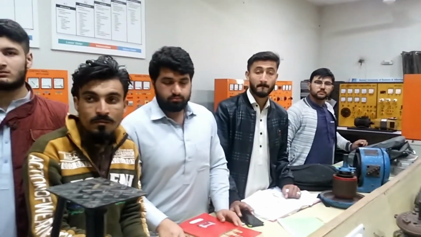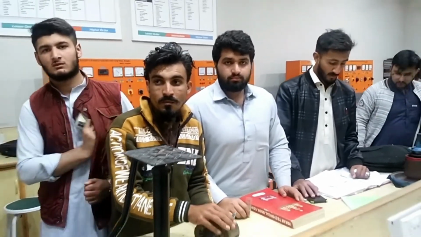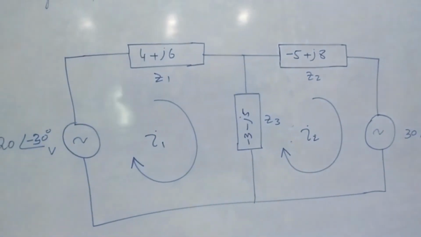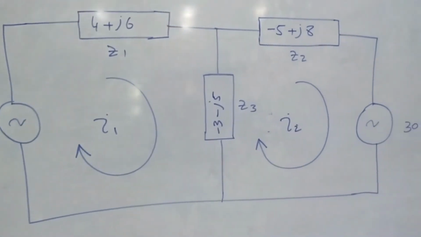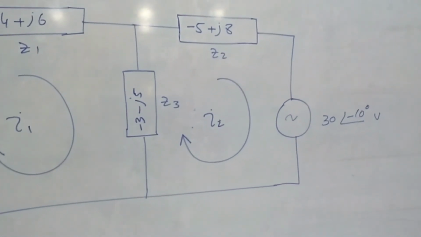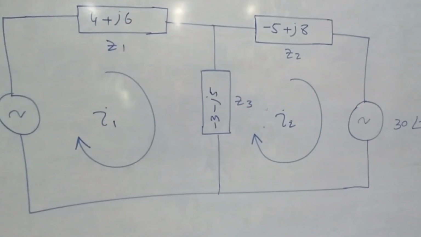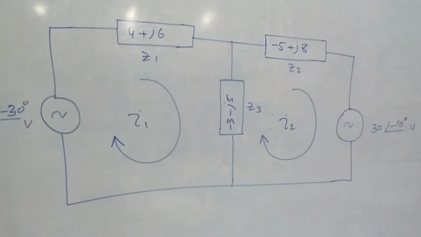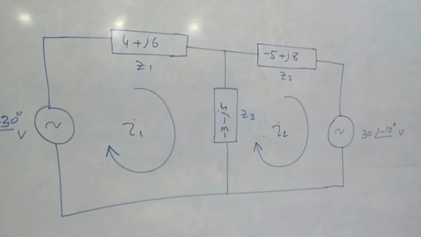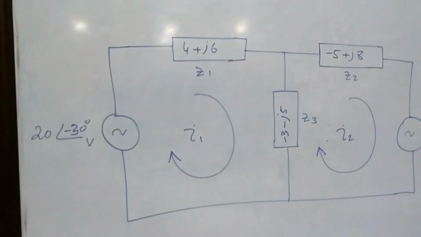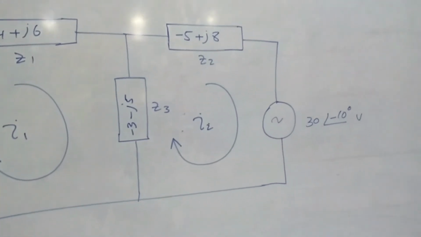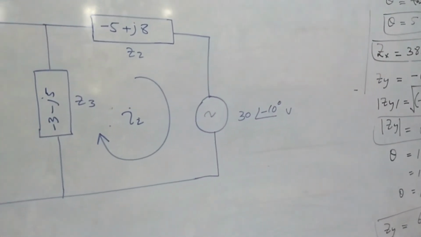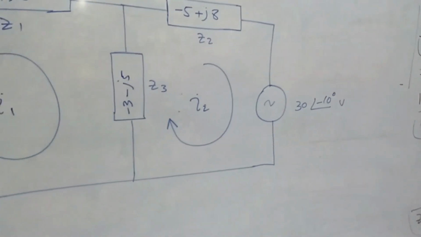Now this will be your new assignment to solve. I think it is easy. You will use mesh analysis over here, a simple circuit with meshes I1 and I2. All values are clear: Z1, Z2, Z3 and their values, and the voltage sources' values.